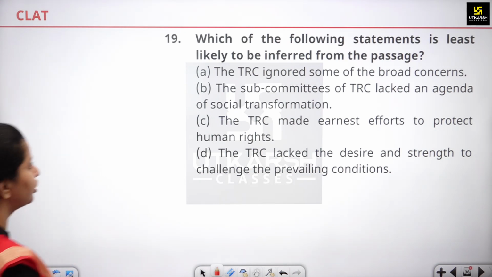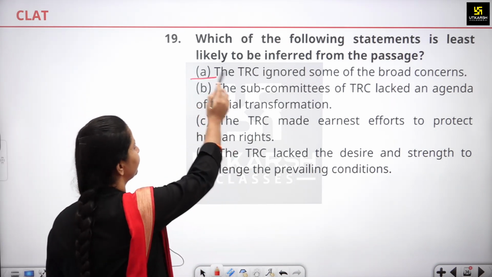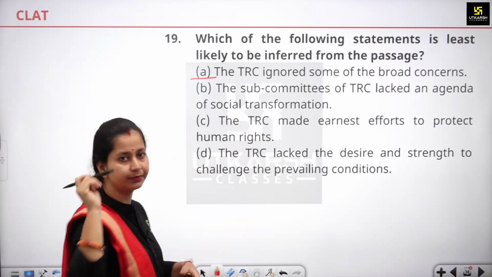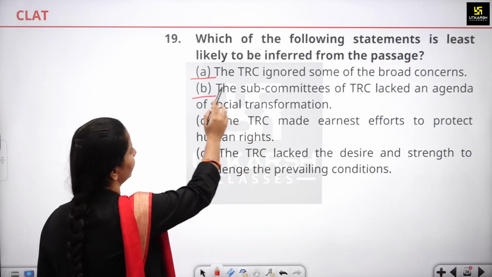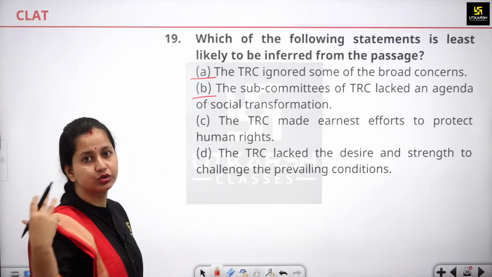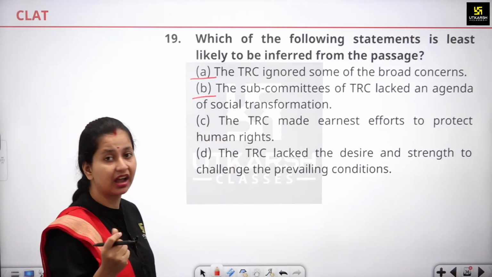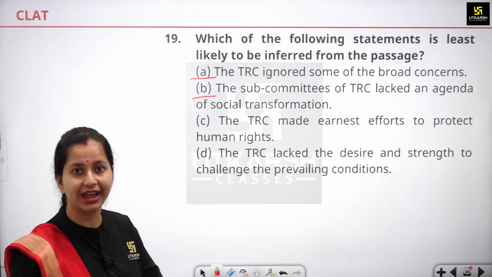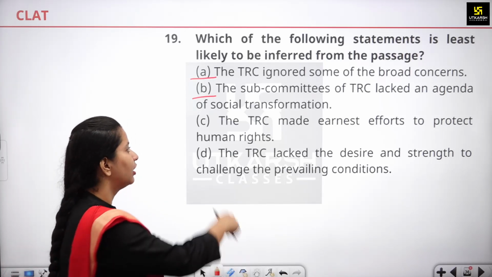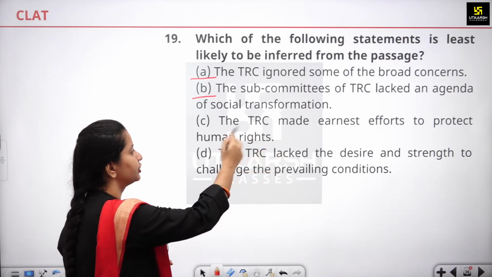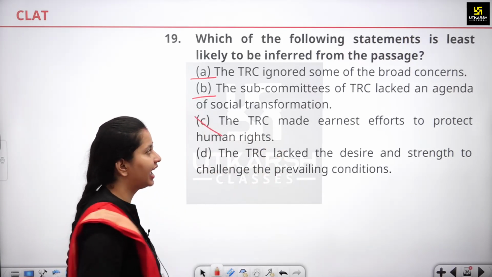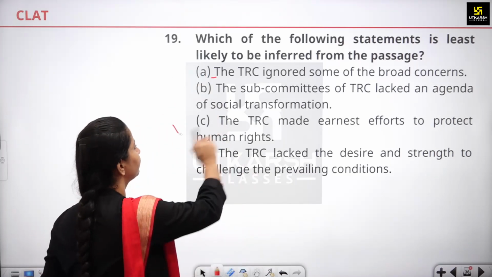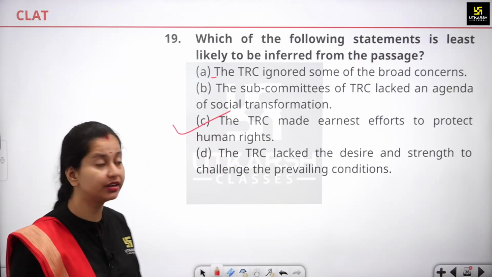So the TRC ignored some of the broader concerns mentioned in the passage. The subcommittees of TRC lacked an agenda of social transformation. This was there in the passage, that they did not adopt their social transformation agenda and instead started a negotiation process. Now, the TRC made earnest efforts to protect human rights? No, they haven't made any earnest efforts. So this is least likely to be inferred from the passage. That's why option C here is the correct one.